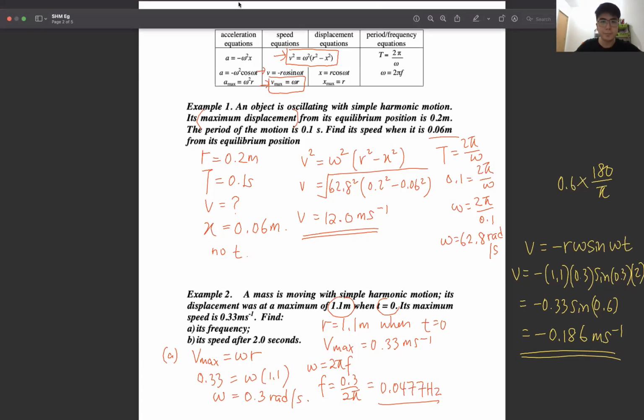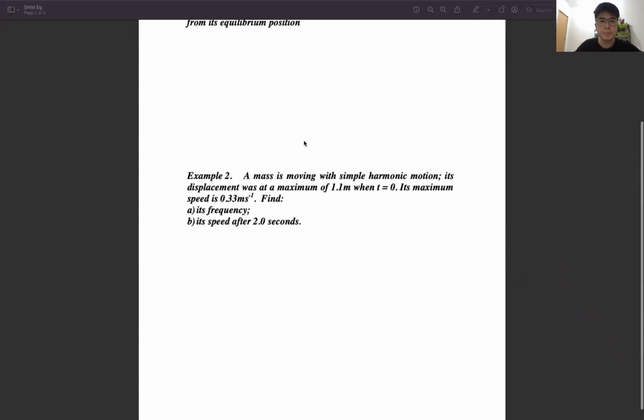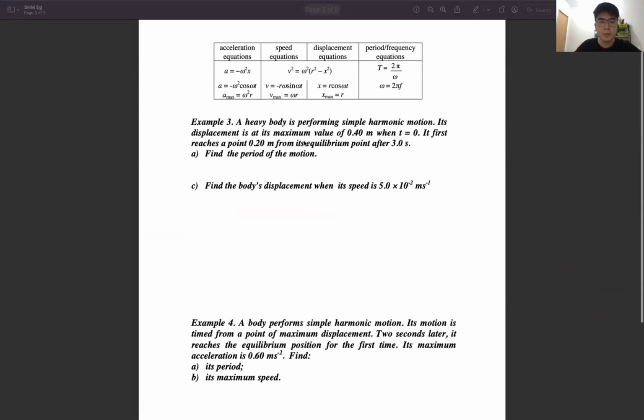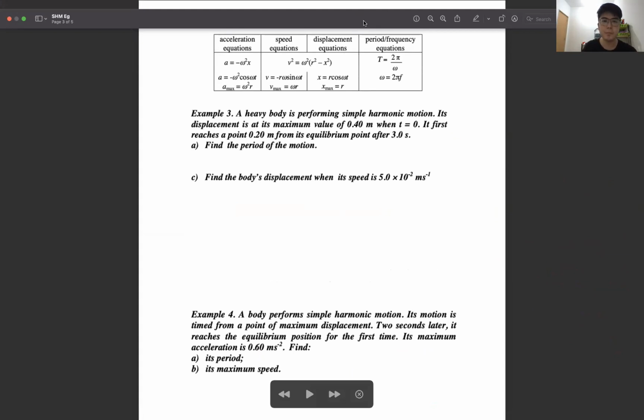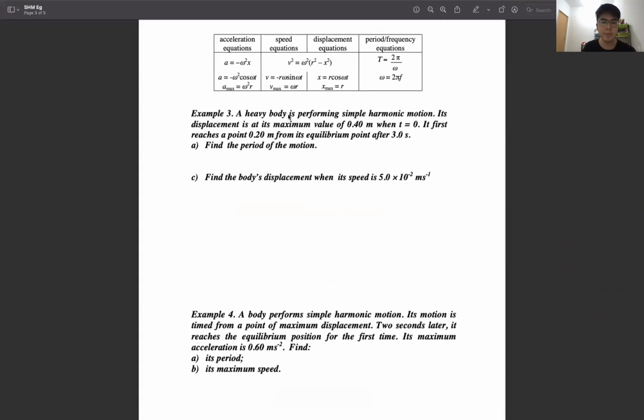Okay, next one. Example 3 and example 4. Example 3: a heavy body is performing simple harmonic motion. Its displacement is at its maximum value, 0.40, when t equals 0. It first reaches a point of 0.20 meter from its equilibrium point after 3 seconds. Find the period of the motion.